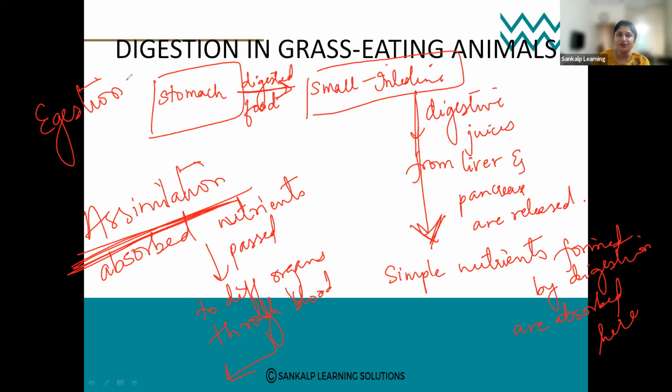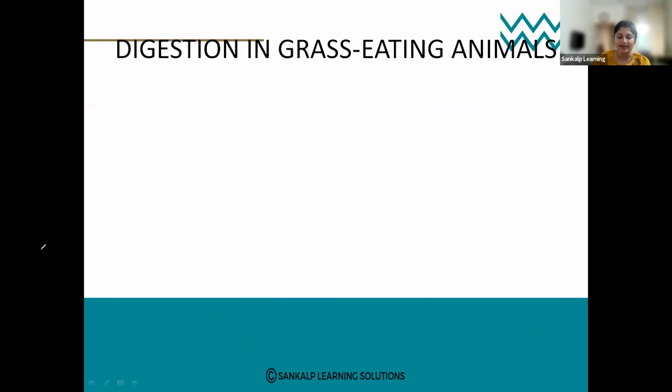Egestion: the undigested food enters into the large intestine. What the large intestine does, as in humans, is just absorb the water. Whatever water is there in the food is absorbed by the large intestine, and then the undigested food is finally excreted out of the body through the anus. So this is the pathway of nutrition in grass-eating animals.